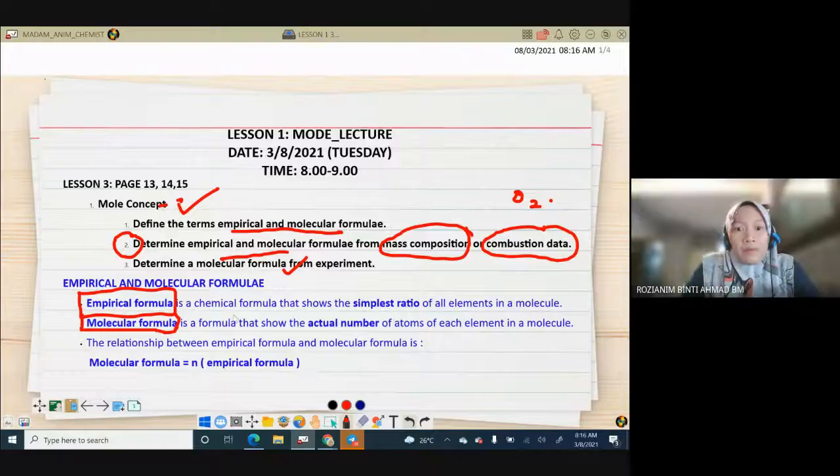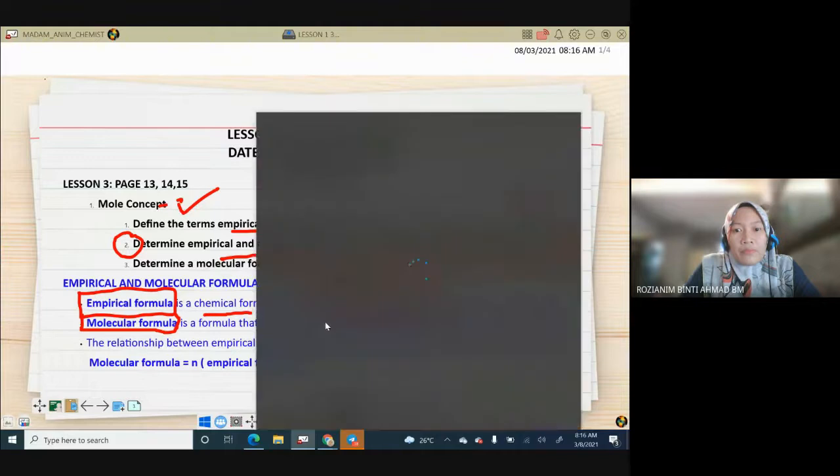Empirical formula. So you belajar kimia, dia mesti datang daripada chemical formula. And kalau empirical, we are focused on the simplest ratio. And then kalau the molecular formula, this is belong to the actual formula.